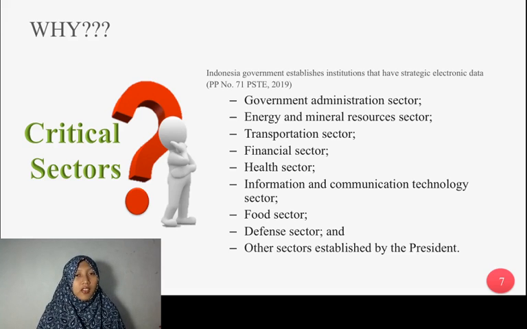The critical sectors are government administration, energy and mineral, transportation, financial, health, information and communication technology, food sector, defense sector, and also other sectors established by the president. The last sector depends on the president.